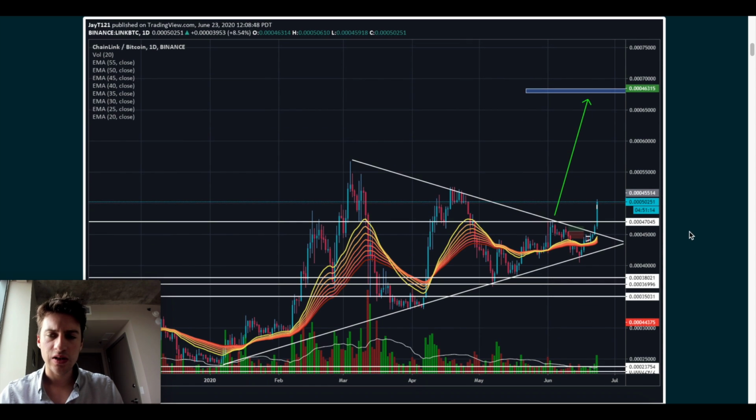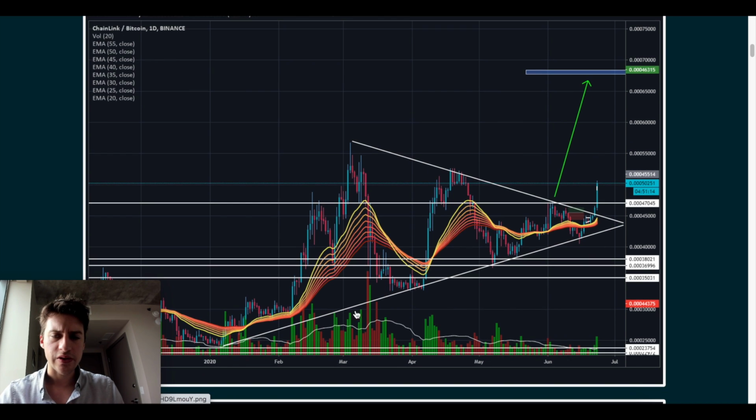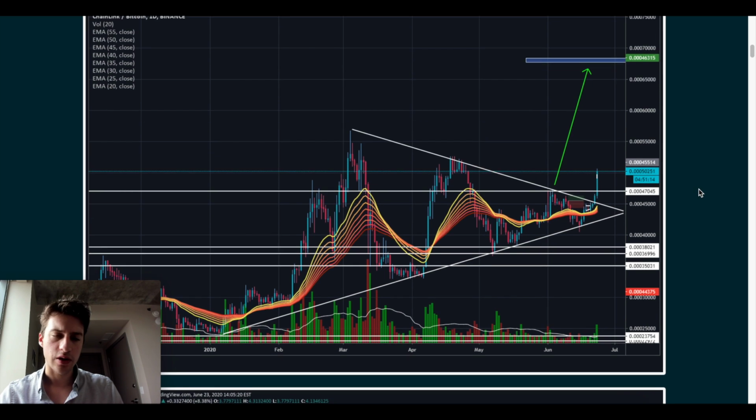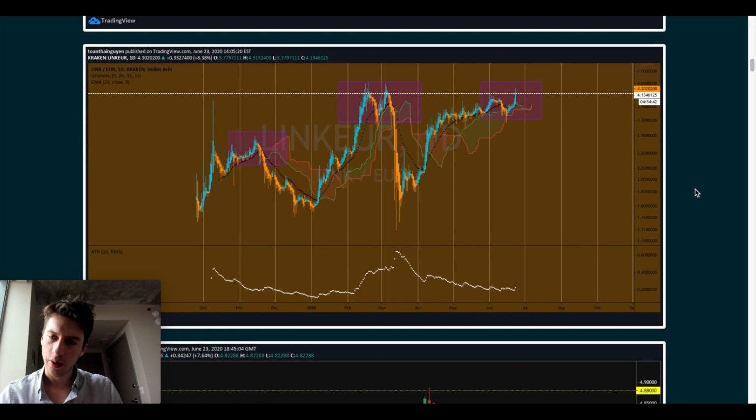This guy is looking at Link as well. We got another linker. This guy is very bullish on Link, for sure. He sees a symmetrical triangle, just a lot of other things going on here too, waves of EMAs, and he thinks that Link is going to continue upward. Okay, bullish on Link.